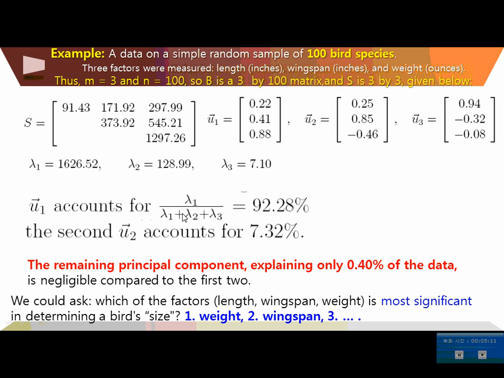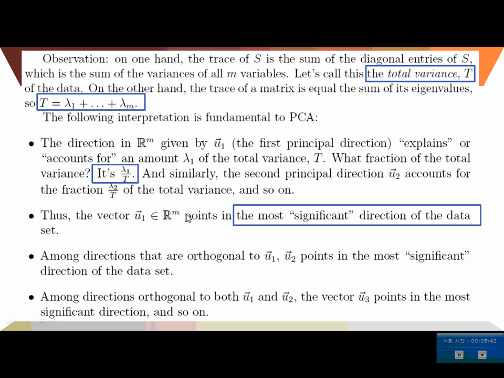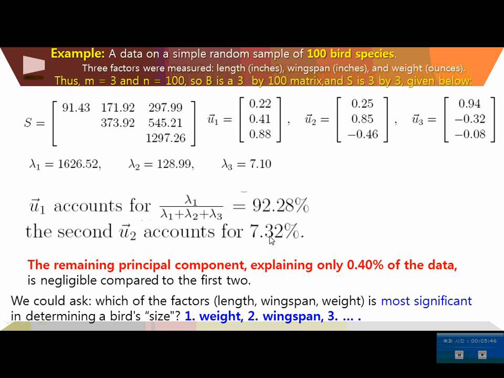Here, the total variance T is the sum of the eigenvalues. So the fraction lambda1 over the sum of the eigenvalues for this example is 92.28%, which u1 accounts for. The second vector u2 accounts for lambda2 over the total variance T, which is 7.32%. The addition of these two is 99.6%, so the remaining principal component explains only 0.4% of the data. So these first two eigenvalues are the most important, and their corresponding eigenvectors stand for the principal axes.